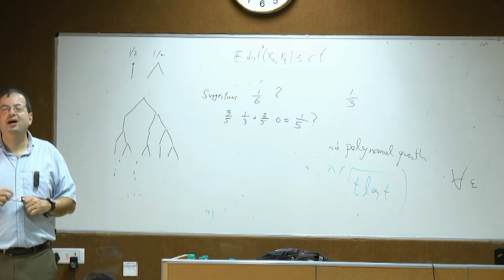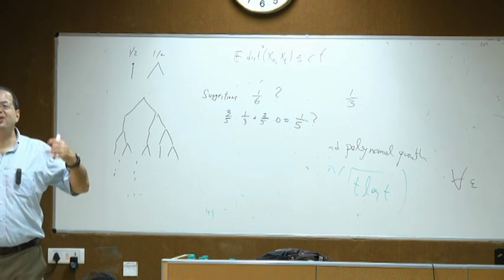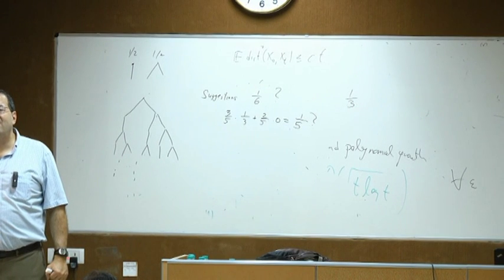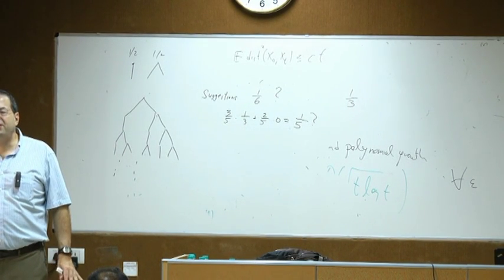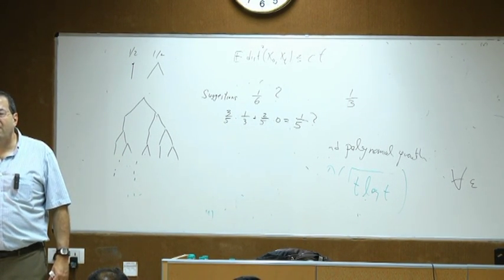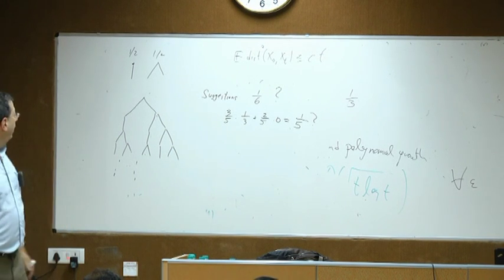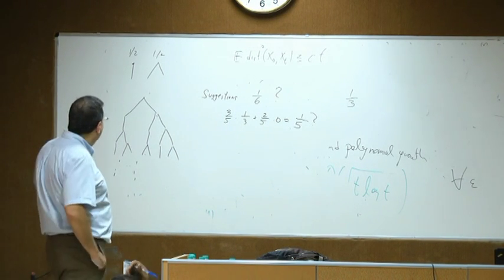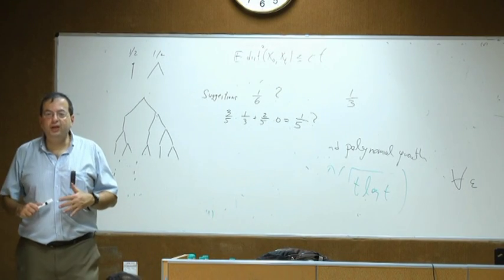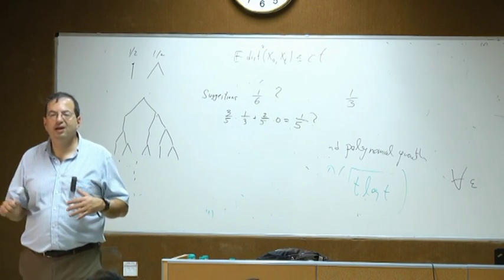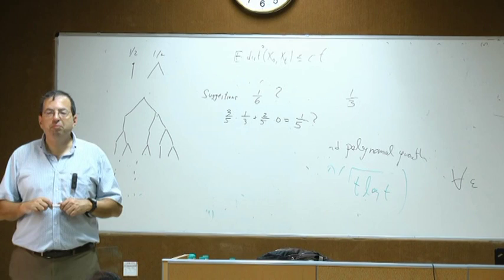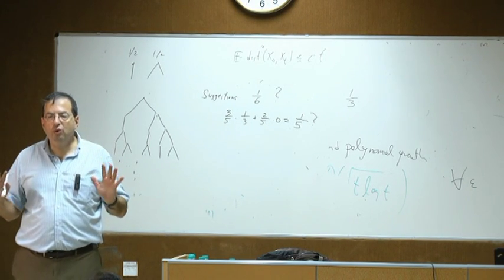Yes? I can't hear. This is an infinite tree. No, I have one child or two, equally likely. P0 is 0, so no leaves.